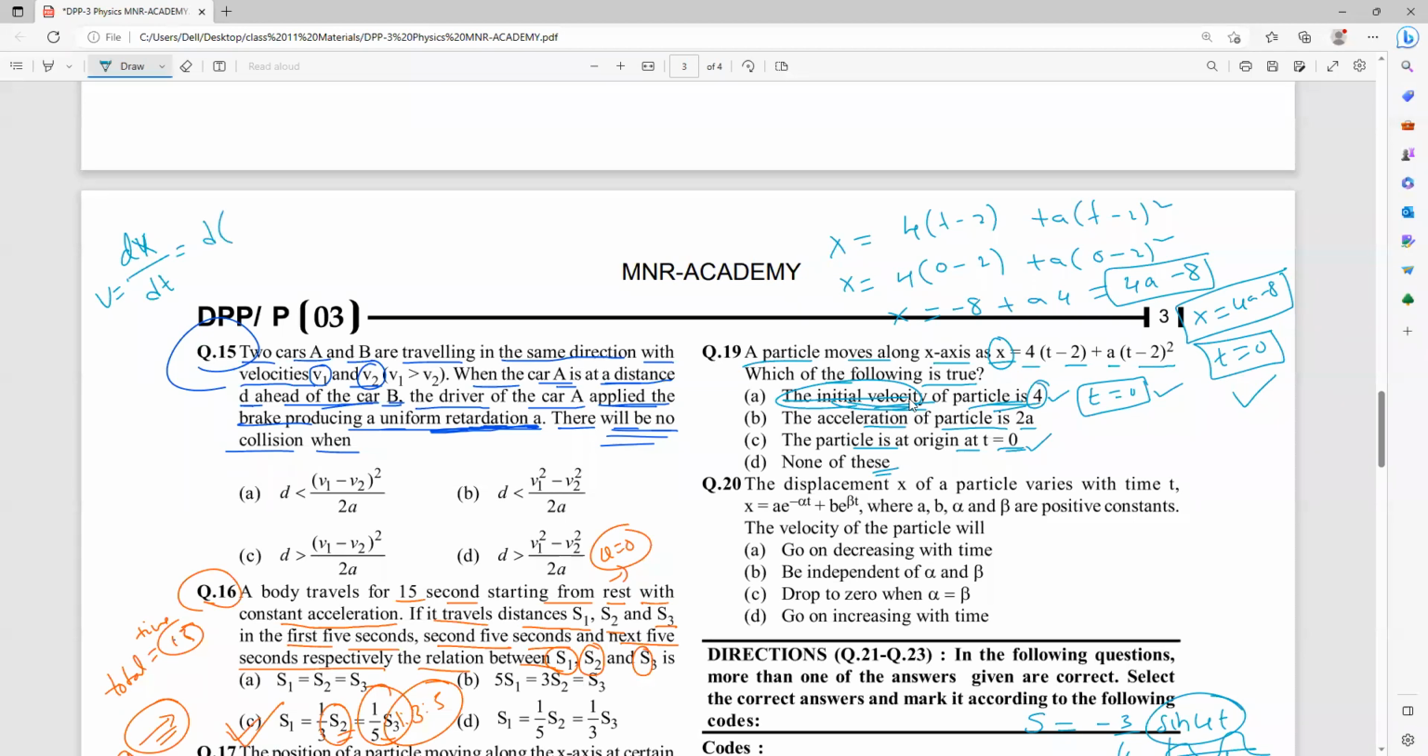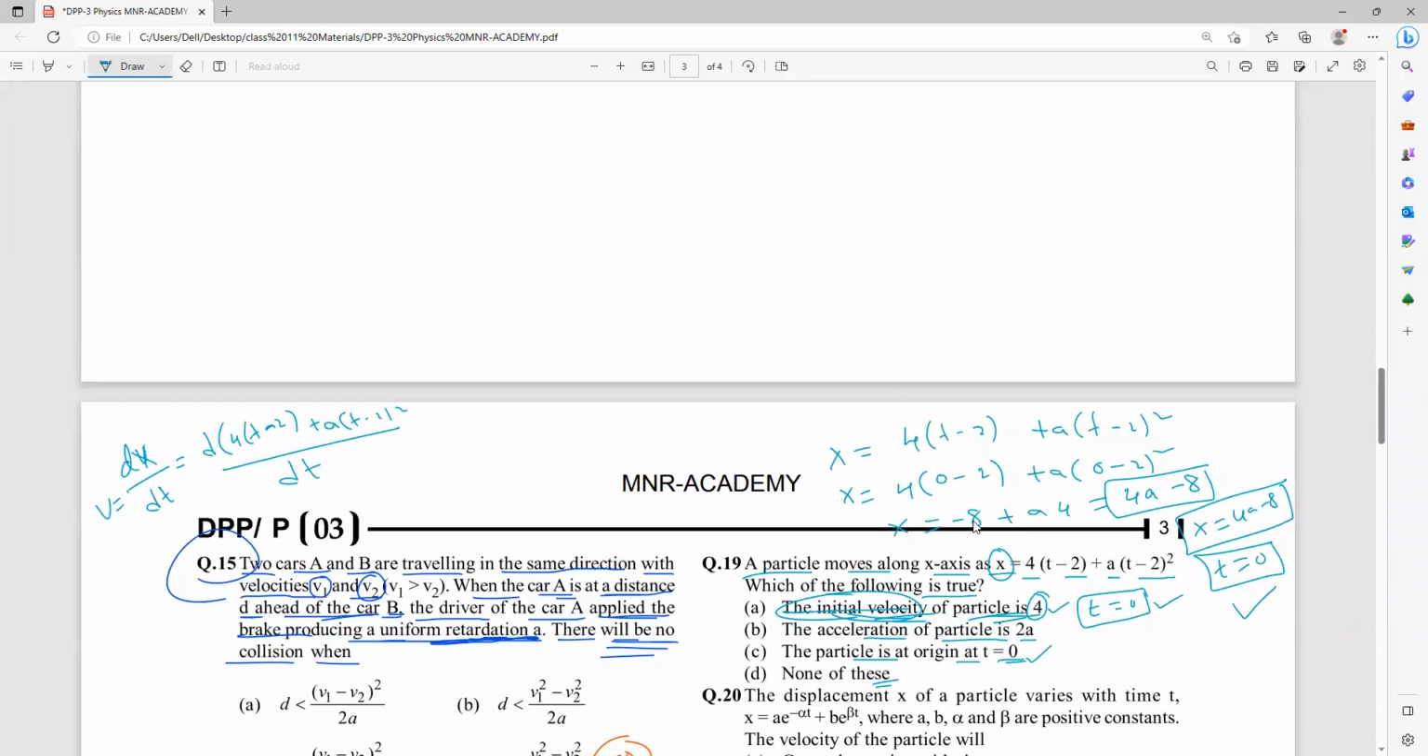Differentiation of 4 into t minus 2 next plus a into t minus 2 whole square, divided by dt. So tell me what is the answer. If I do the differentiation, dx by dt is equal to what? I will apply it individually, so d of 4t divided by dt. Next, I will apply the function.